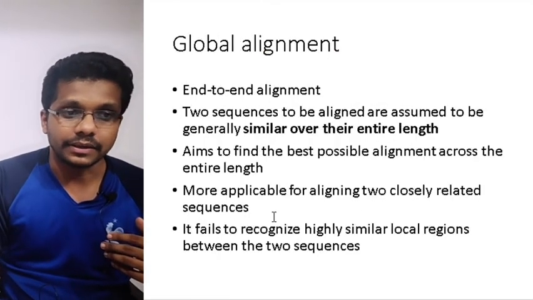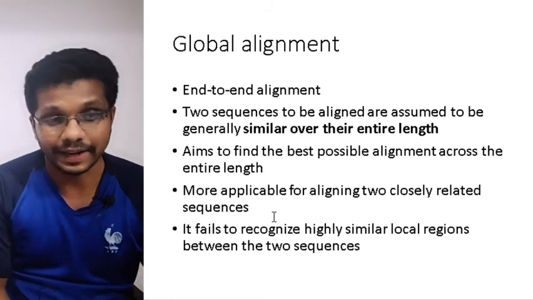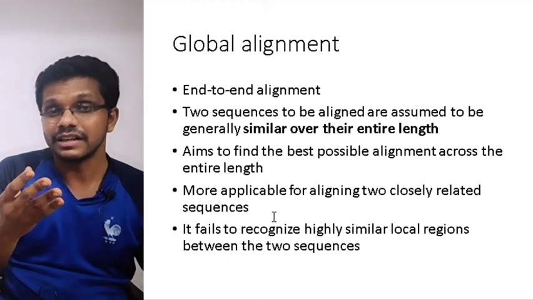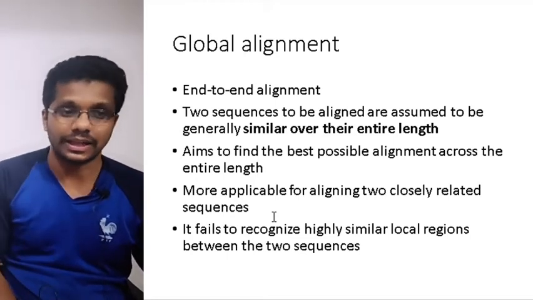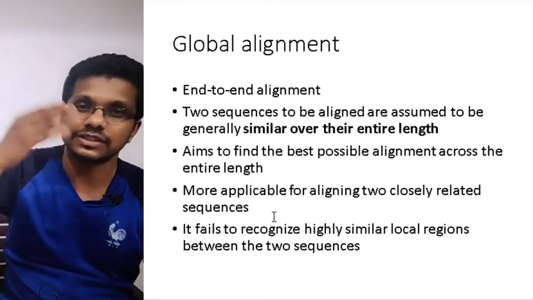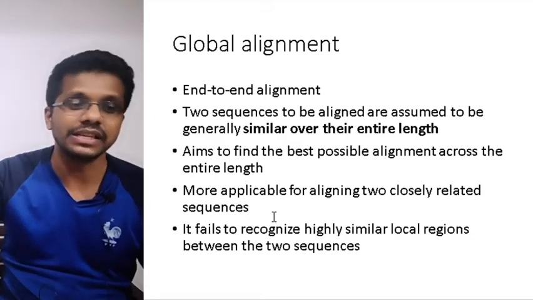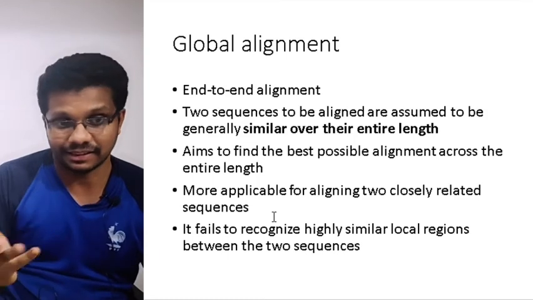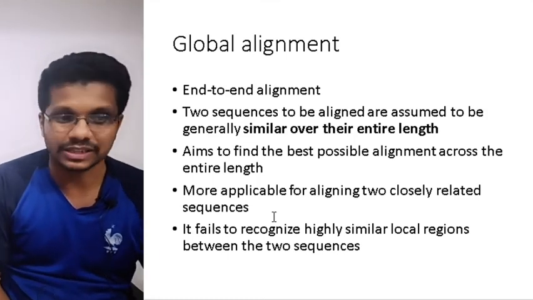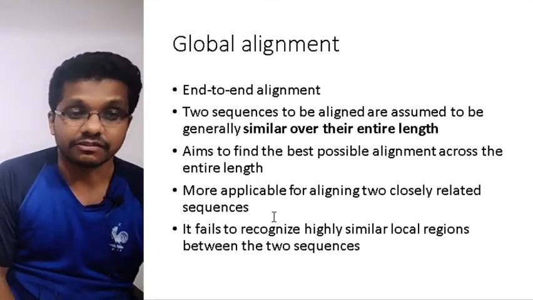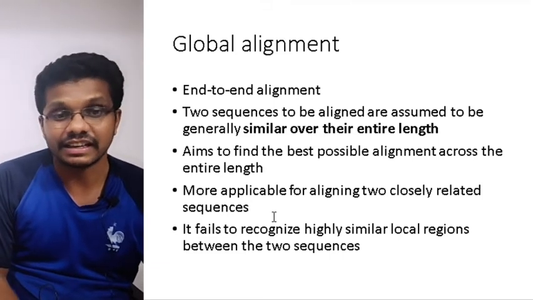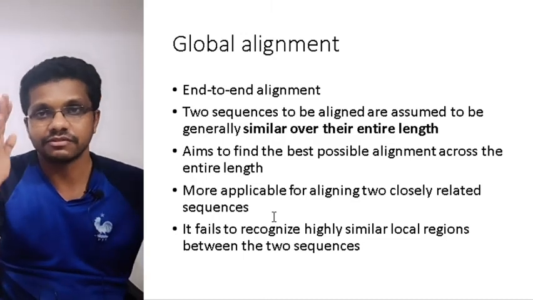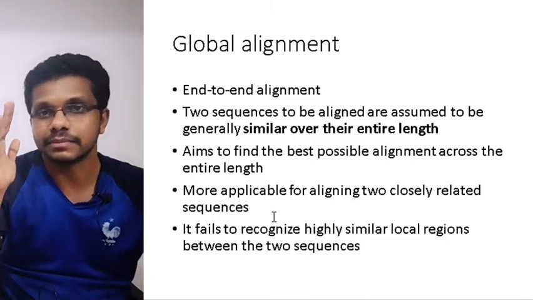In the global alignment, we are looking for an end-to-end alignment, and if two sequences are very similar, it's better to do the global alignment. So we are checking for similarity over the entire length of the sequences. It aims to find the best possible alignment across the entire length, so it's more applicable to closely related sequences. It fails to recognize a high level of local similarity between the two sequences, because whatever sequences we get, we are trying to make them the same length.